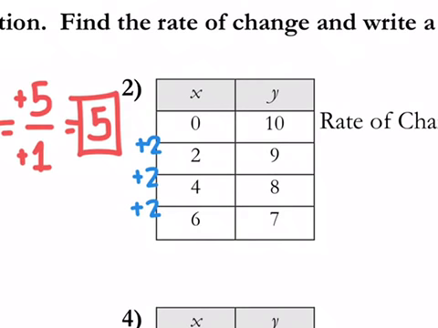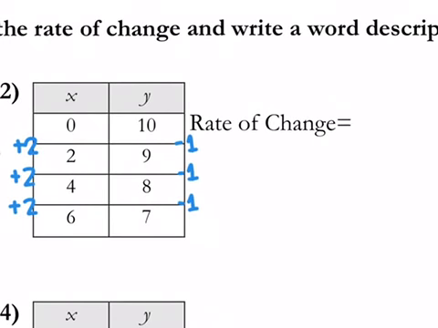Taking a look at example 2, we're increasing our x values, or our independent variables, by 2 every time. So it's plus 2, plus 2, plus 2. My y value is decreasing, so I'm subtracting 1, subtracting 1, subtracting 1. So if I look at my delta y, that is negative 1. And if I look at my delta x, that's 2.